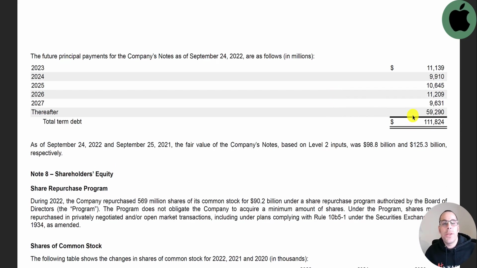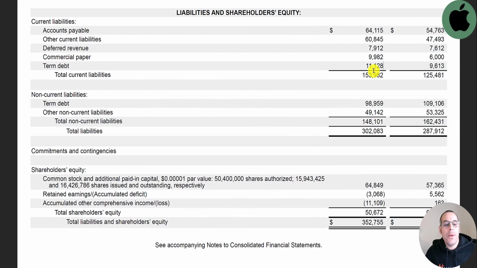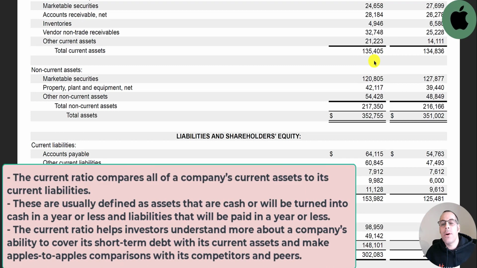So if we summed up the term debt on the current liabilities and non-current liabilities, it probably equals $111.8 billion. $11 billion of that debt is due next year in 2023. $10 billion is due in 2024, but a bulk of it is due after 2027, $59 billion. They have $154 billion of total current liabilities. This is money they owe within 12 months, which is more than their current assets. So that means their current ratio is below 1.